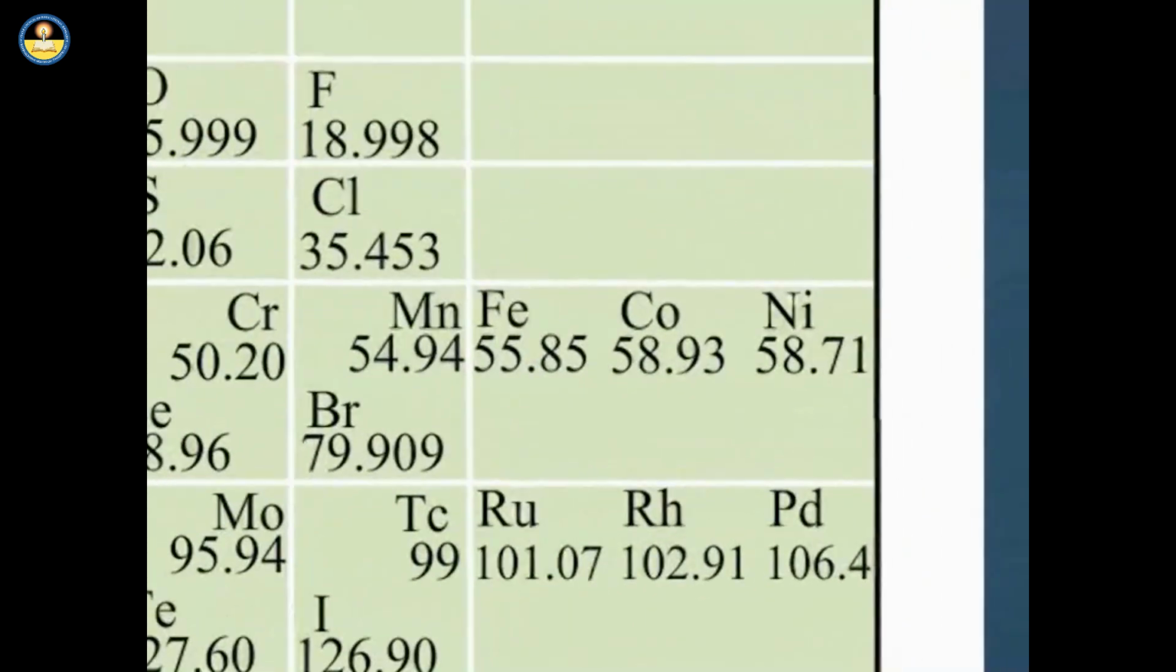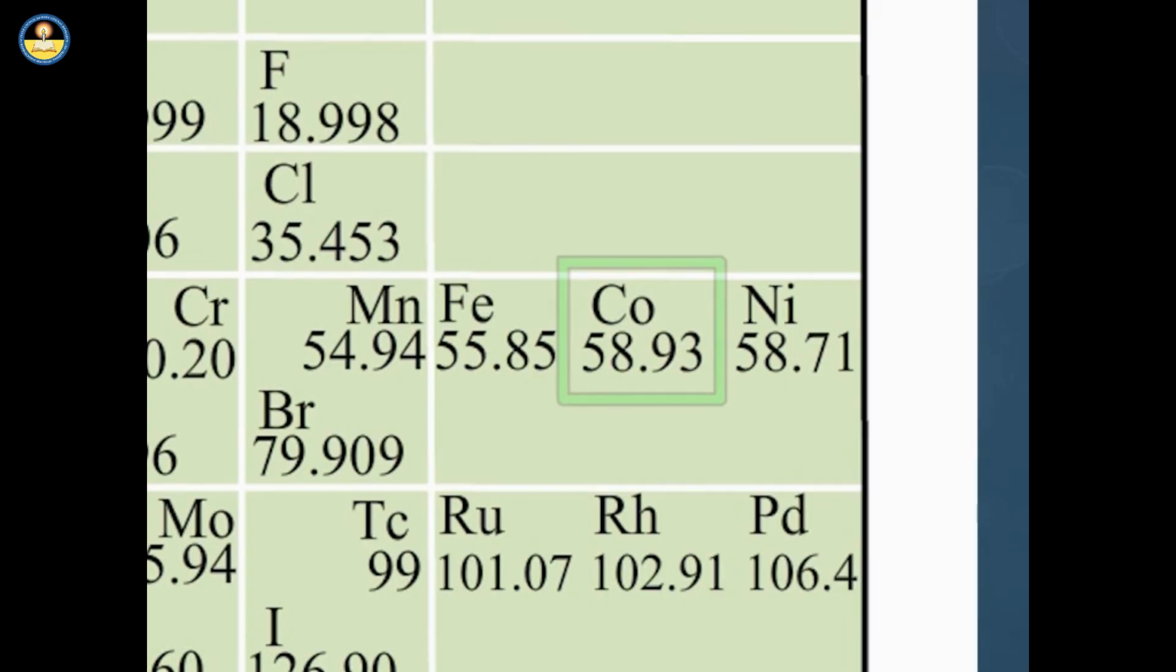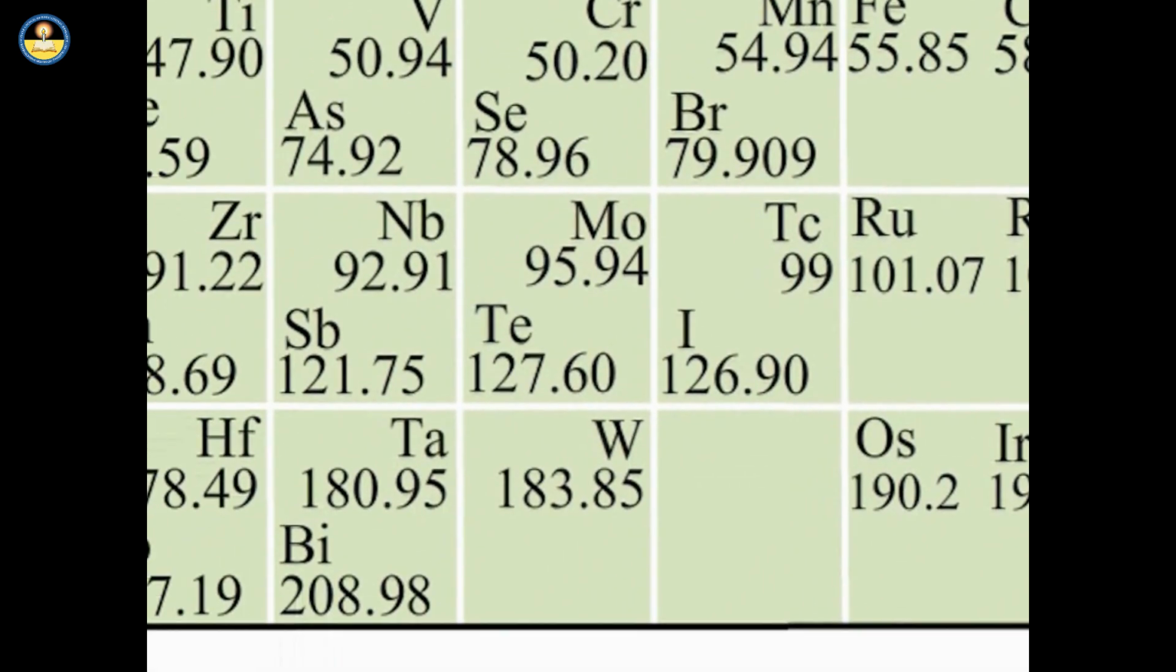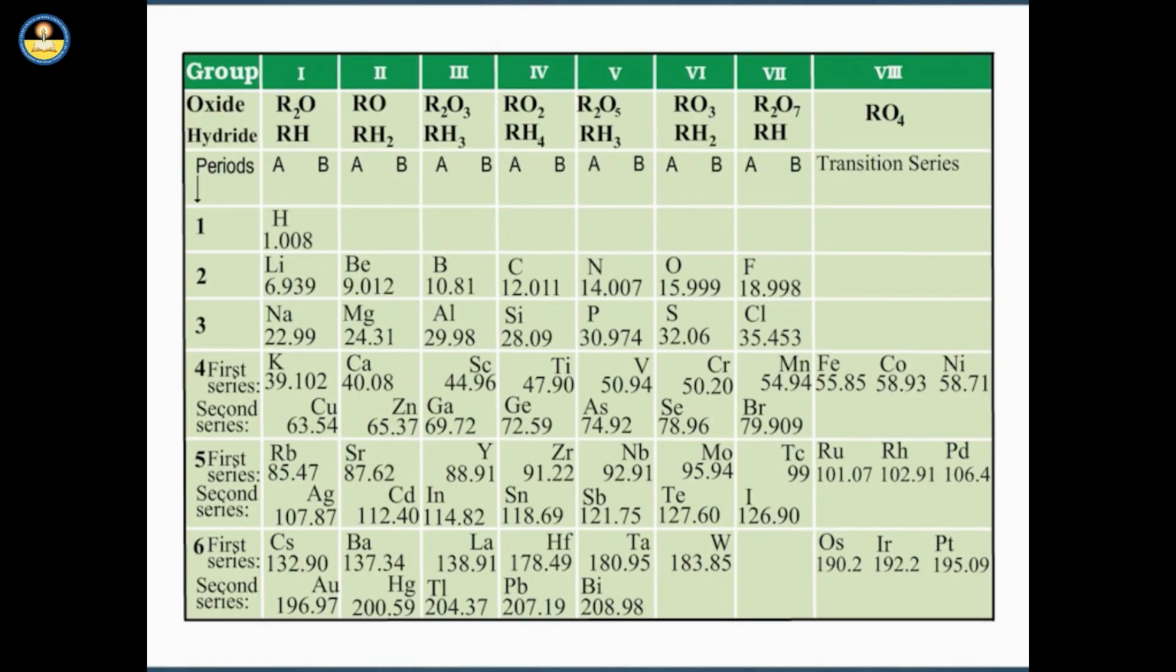For example, cobalt, symbolized as Co, with higher atomic mass, that is 58.93 U, has been placed before nickel, symbolized by Ni, with lower atomic mass 58.71 U. Similarly, tellurium, symbolized by Te, with higher atomic mass of 127.6 U, has been placed before iodine, symbolized by I, with lower atomic mass of 126.9 U. This is contrary to the Mendeleev's periodic law.